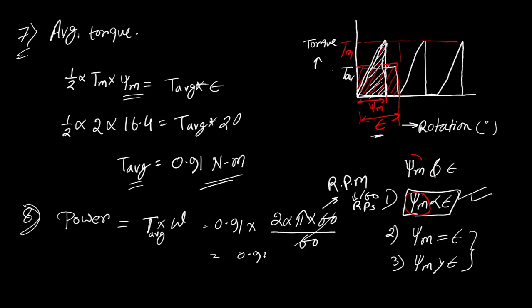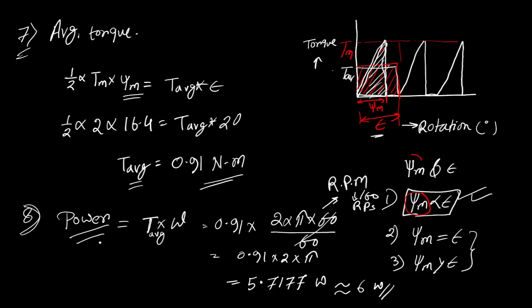So 0.91 into 2 into pi. We are getting around 5.7177, this much watt. Or for convenience, you can take it as 6 watt also. So this is actually the power.